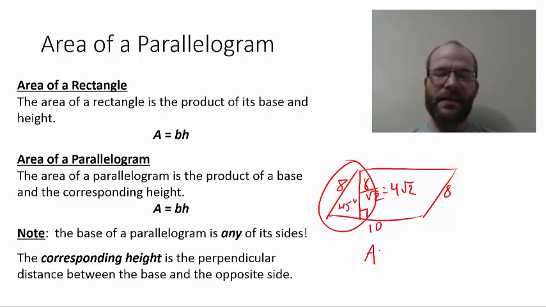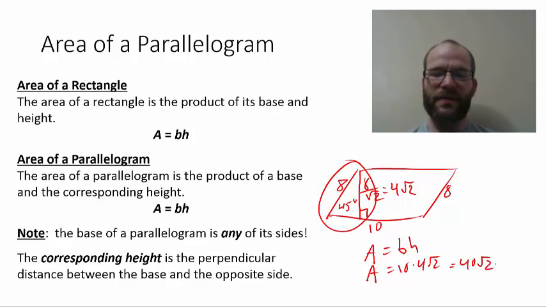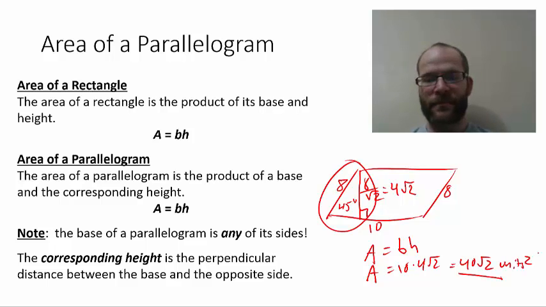So then area is equal to base times height, and the area therefore is equal to 10 times 4 square root of 2, which is simply 40 square root of 2. Now, as far as the unit is concerned, I would say that it's square units. So it's 40 square root of 2 square units. That's how we find the area of a parallelogram. Let's talk about triangles.